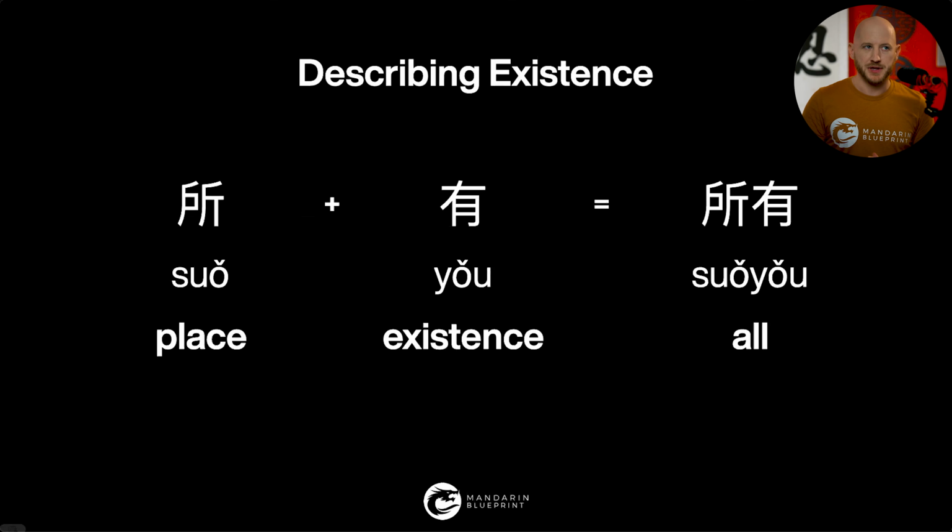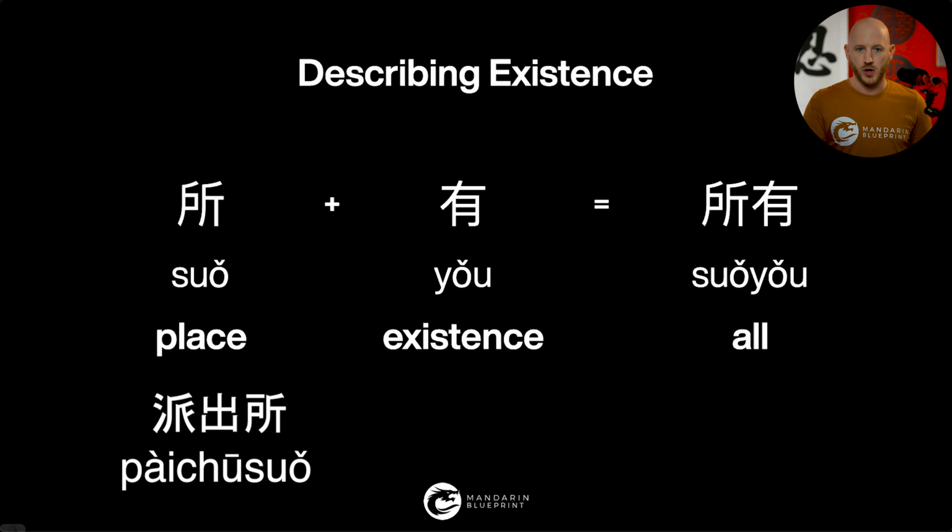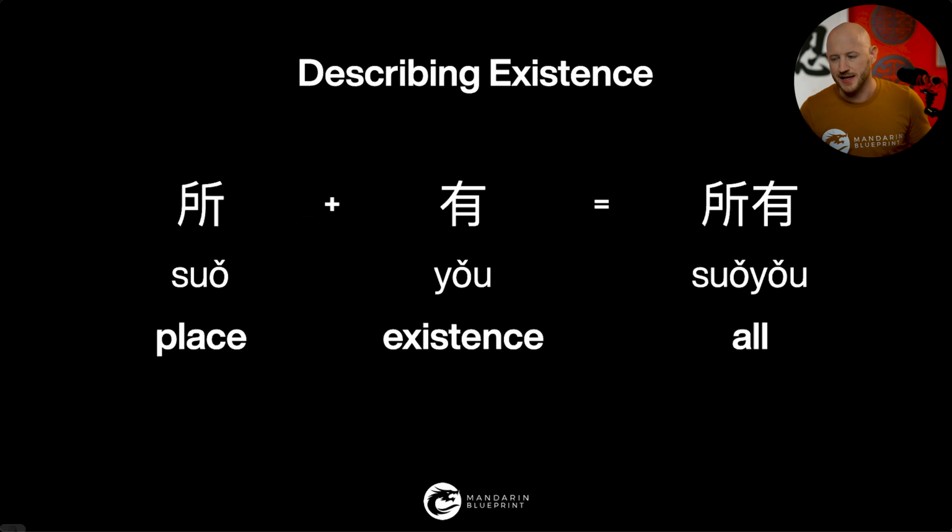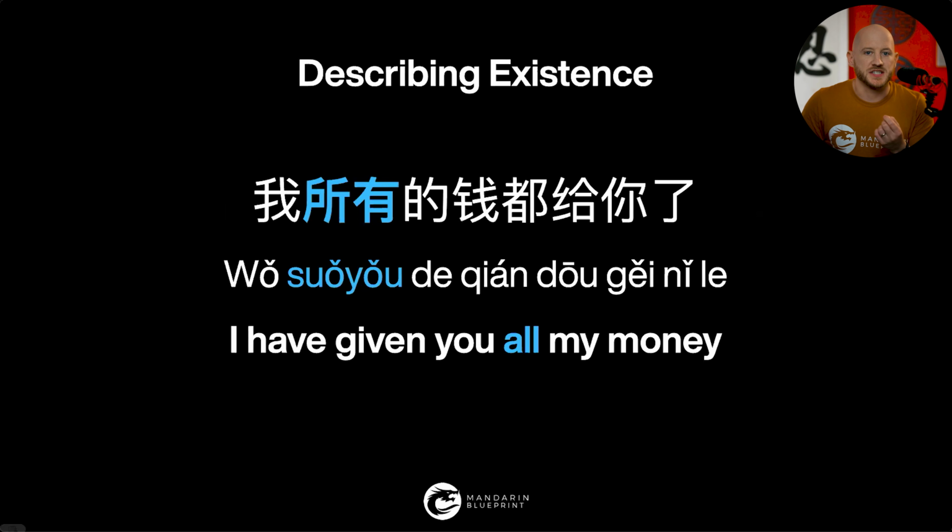It can often mean a place like a 派出所 is the police station, and there's lots of different 所 like that. And in this instance, when you say 所有, it's almost like you're saying places all exist in some fashion, and it just ends up meaning all. For example, 我所有的钱都给你了. I have given you all my money, 所有的钱, right? So it's got a sense of there's nothing left because it's all given to you.